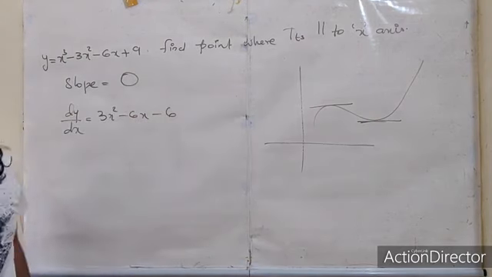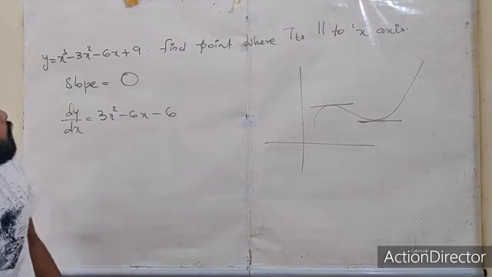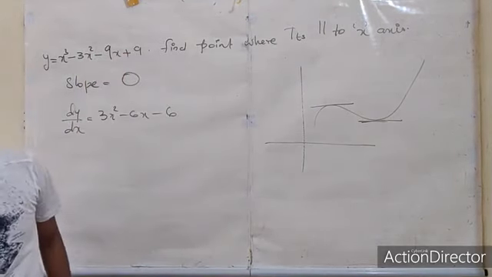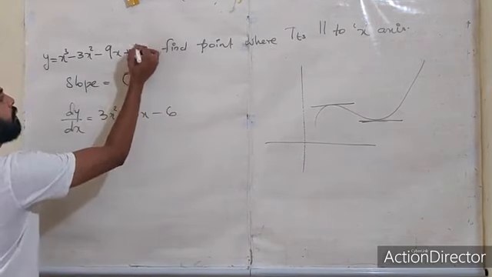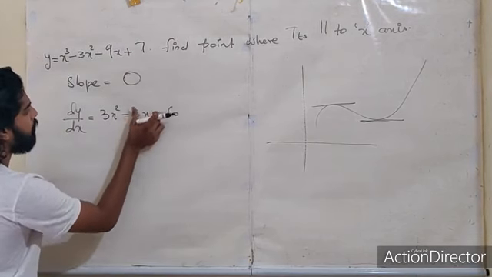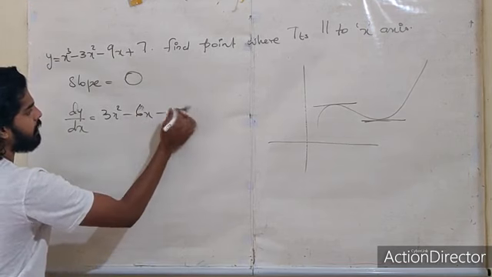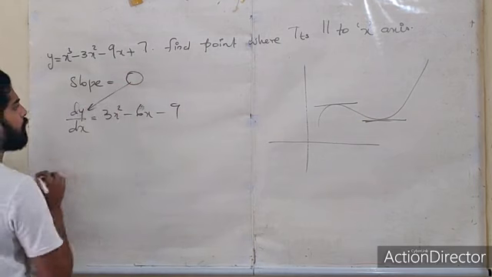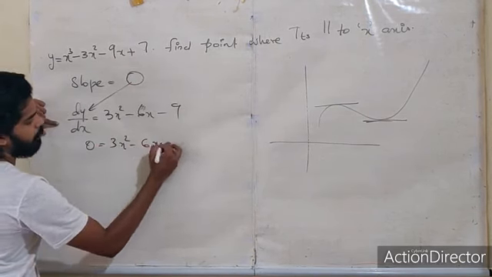The curve is y equal to x cube minus 3x square minus 9x plus 7. Sorry, here it is 9x. So dy by dx equals 3x square minus 6x minus 9. This is the dy by dx. We will substitute the slope in place of dy by dx. So 0 is equal to 3x square minus 6x minus 9.